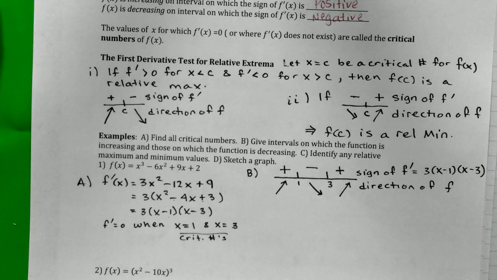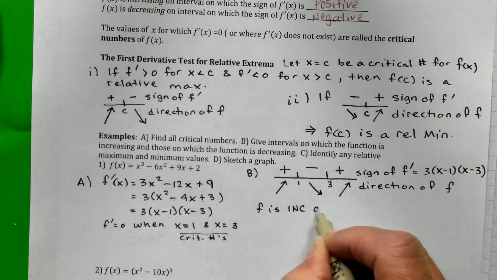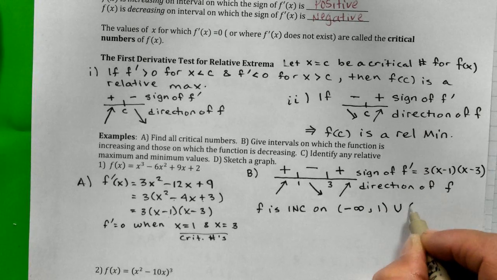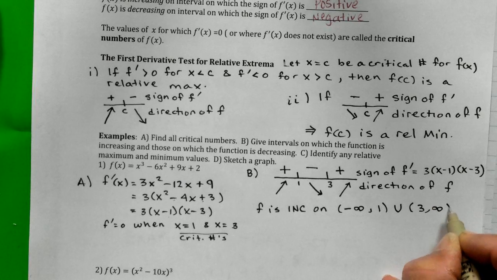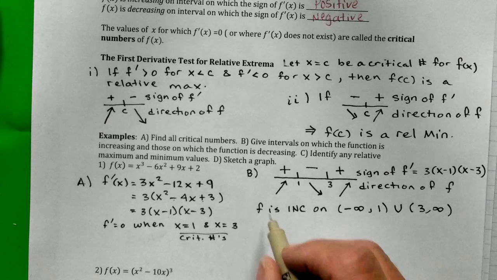But let's get practice writing those as intervals. Where the arrow is pointing up will be the intervals on which f is increasing. So f is increasing on the interval from minus infinity to 1, and then again from 3 to infinity. It's decreasing between 1 and 3.